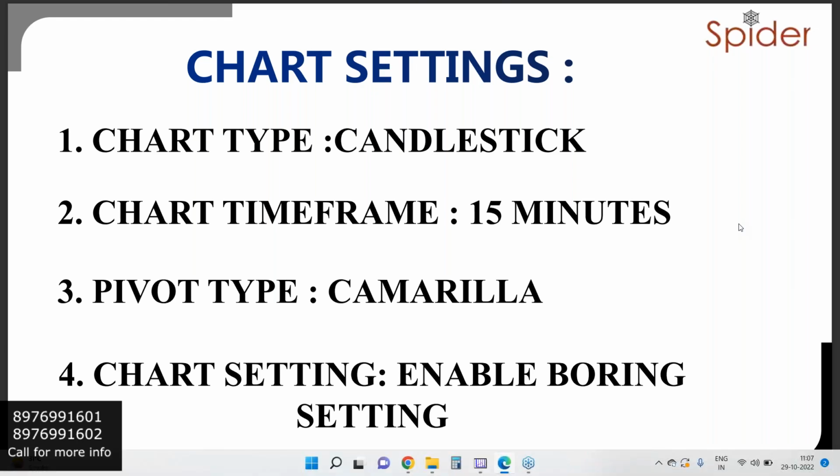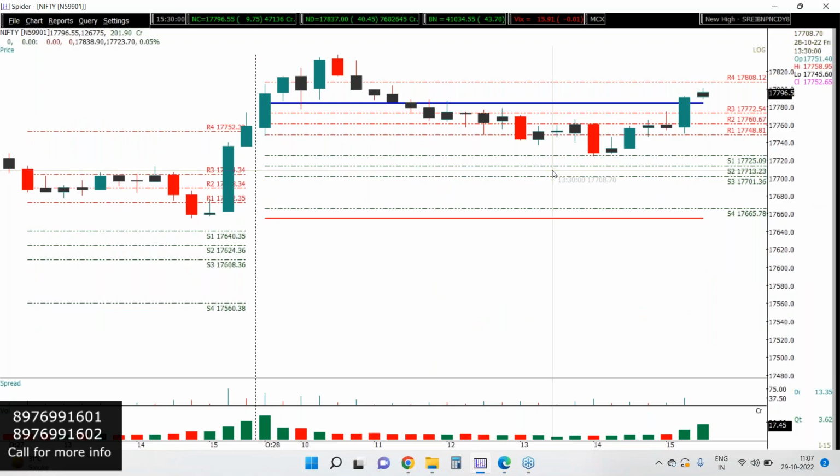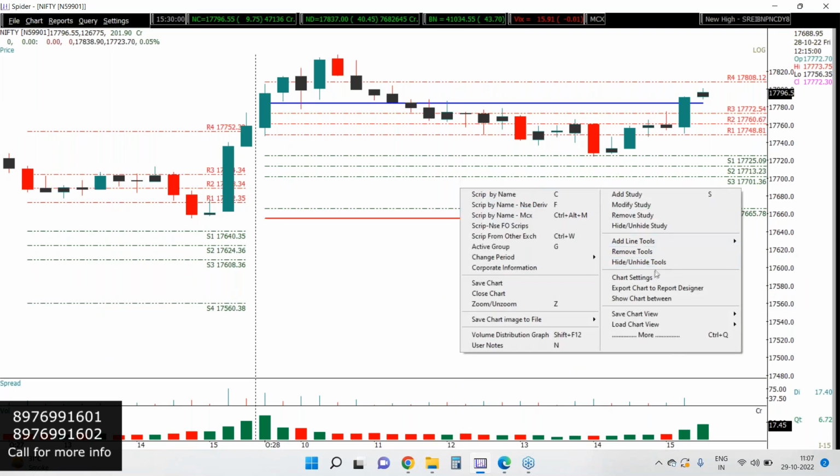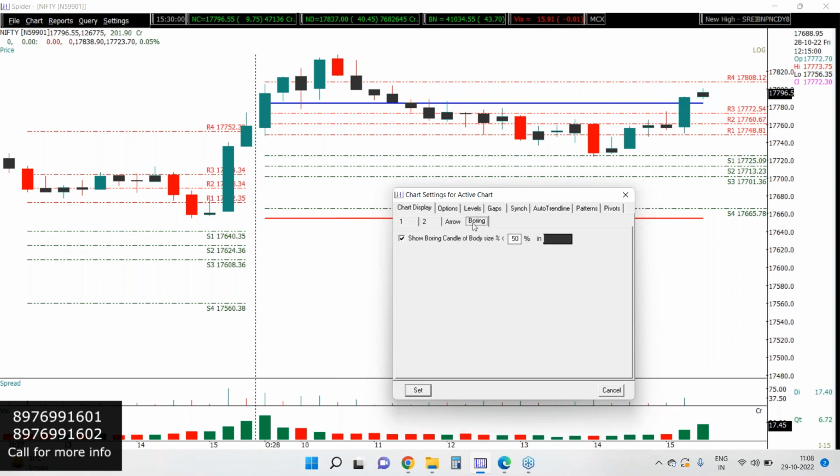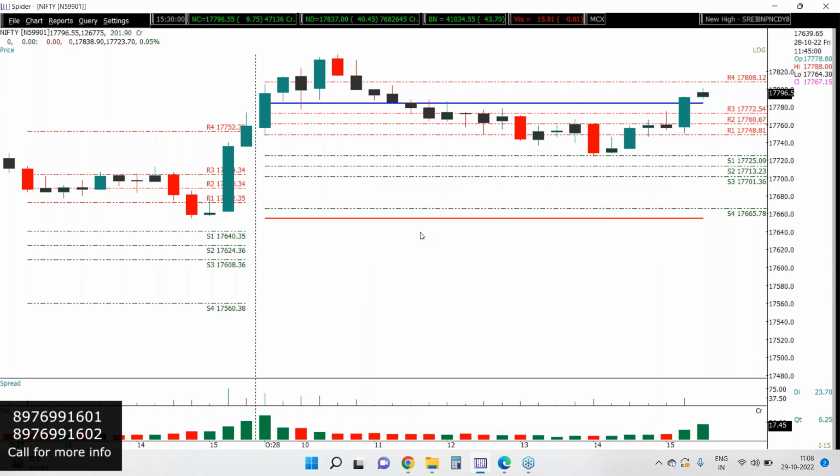Okay, so again I'm going to the chart and I'm clicking on the chart, and again I have to right click on the chart and select the chart display option. And once I select this, I'm getting the fourth option, which is the boring one. Here you can see I have already enabled the boring setting. So the first question is, what is this boring setting?